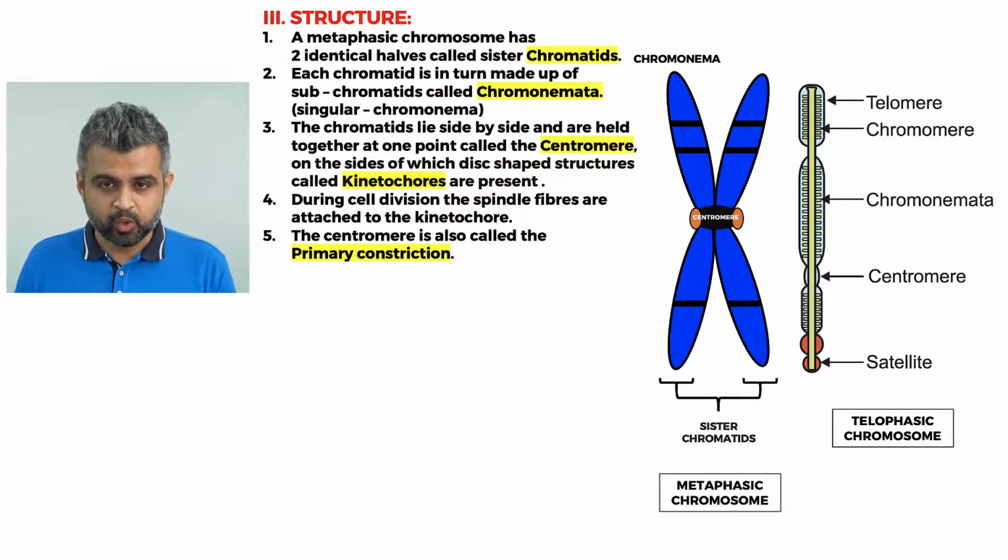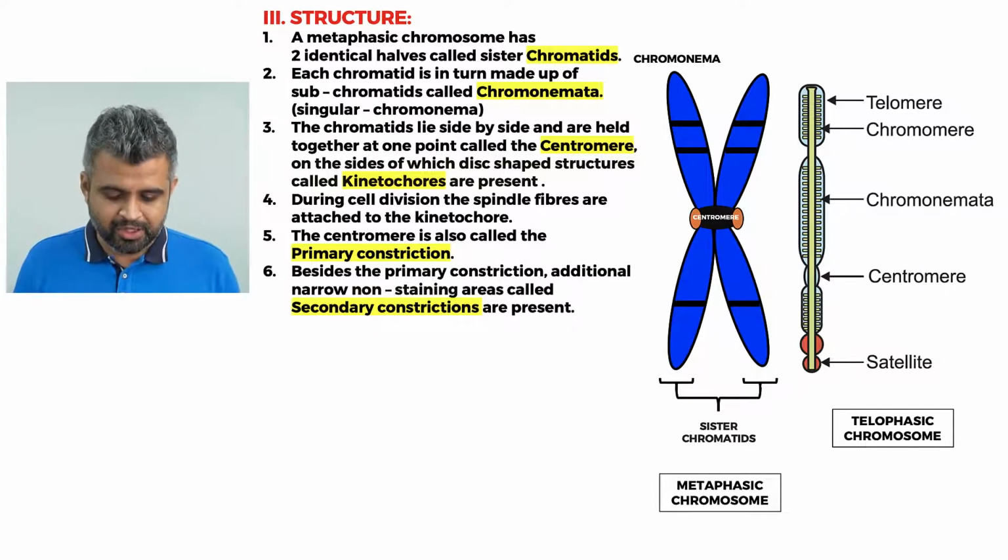So now if you see this telophasic chromosome, it will be very clear to you that the area where the centromere is constricted, that area where you see the constriction is called the centromere or the primary constriction, the main constriction. So the centromere is also called the primary constriction.